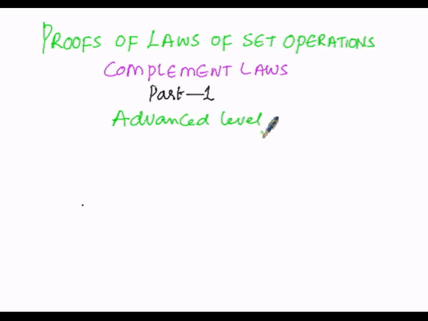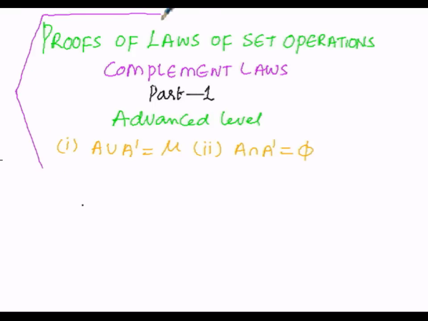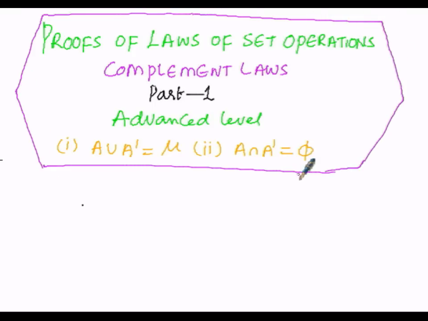So under the advanced level we are going to perform the part 1 complement class. So here the first complement law is A union A dash is equal to the universal set, that is mu, and the second complement law is A intersection A dash is equal to the null set, that is phi. So we are going to prove these two conditions under the advanced level. Then here, in order to prove this condition, we have to assume a set A, a universal set and the null set.